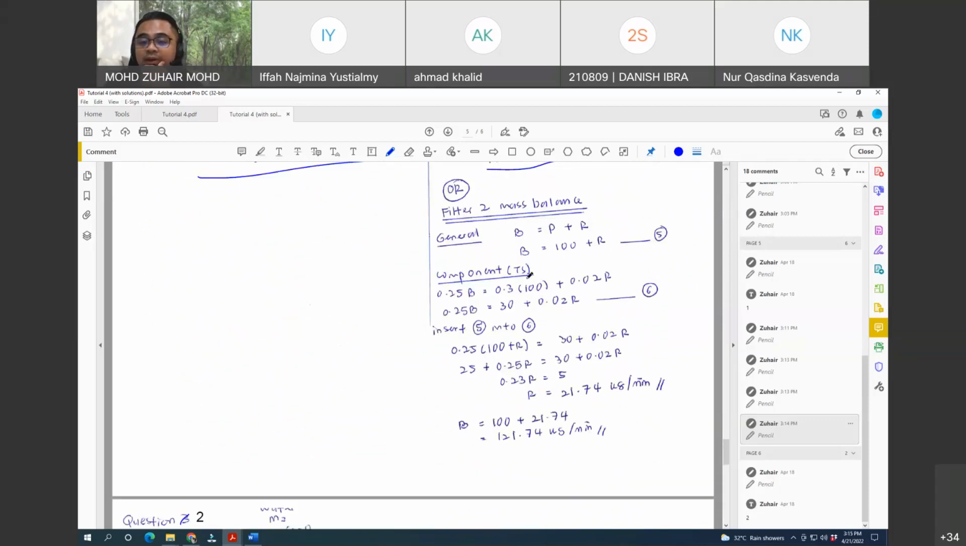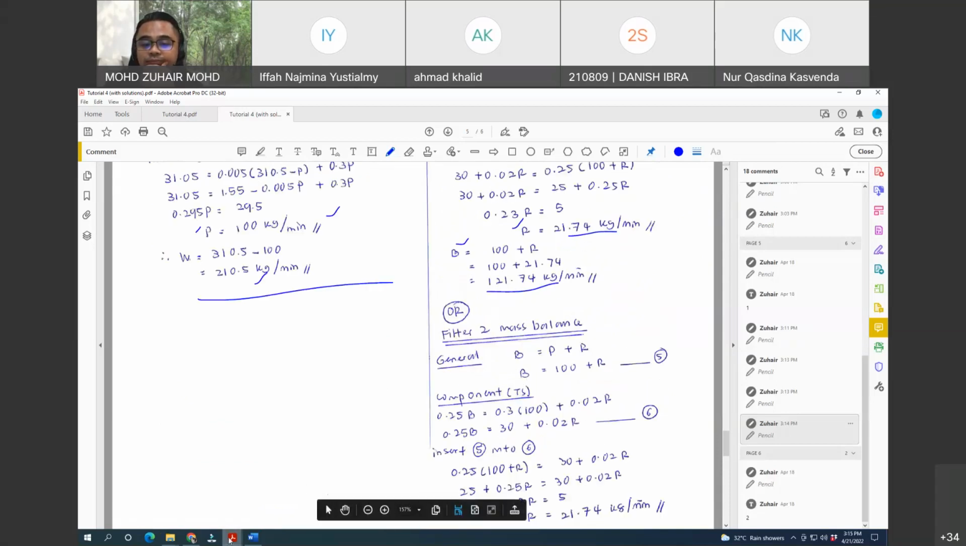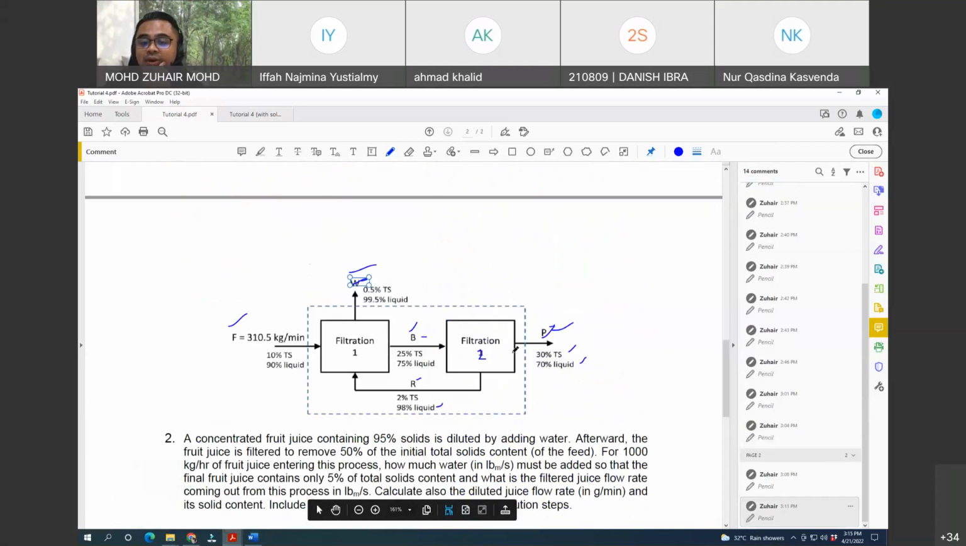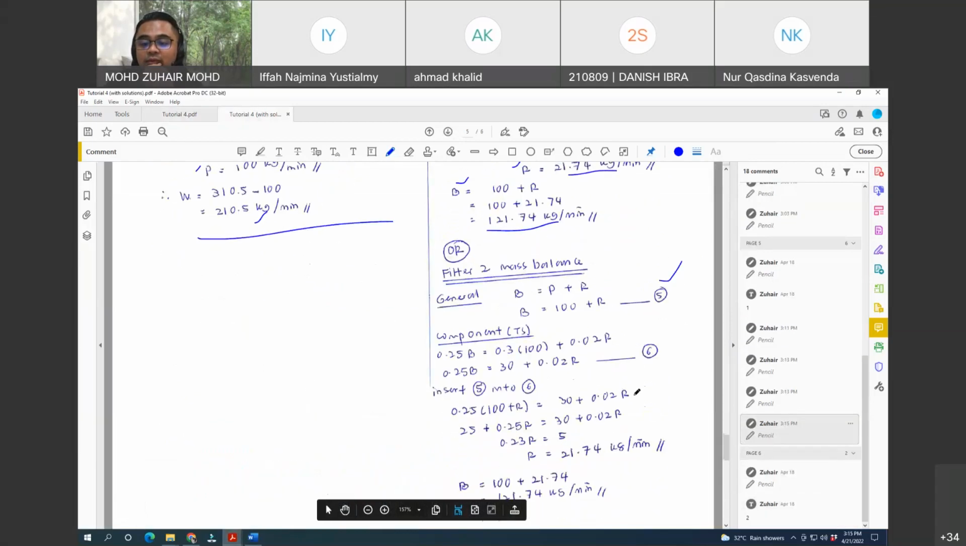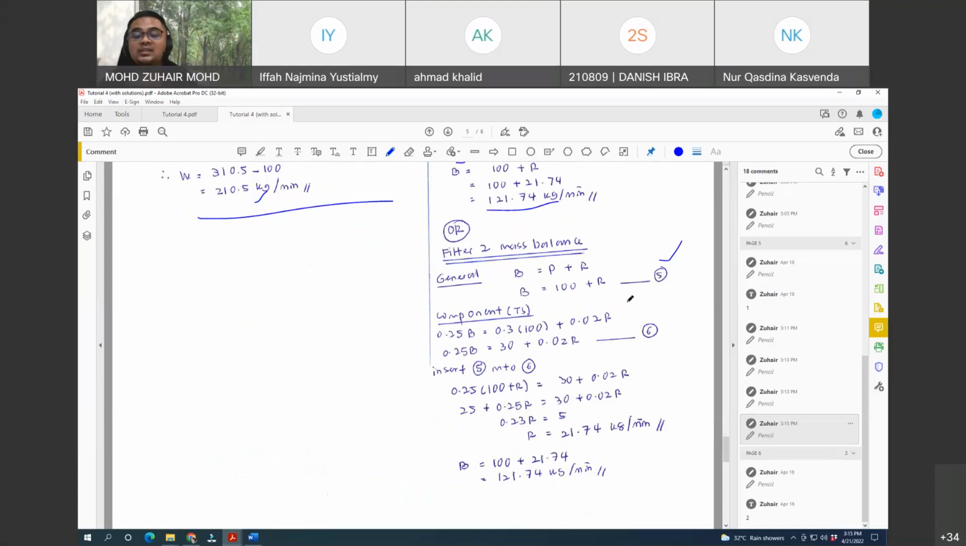Similarly, for question 2, it is B equals R plus P. Okay, R is going out from filtration 2, right? So B is equal to R plus P. So this is the value. You can just do the same steps for the general balance, and then we have the component balance, total solid, and then you do the arrangement so that 5 can be inserted into 6, and then you're going to get the value of R and then B.